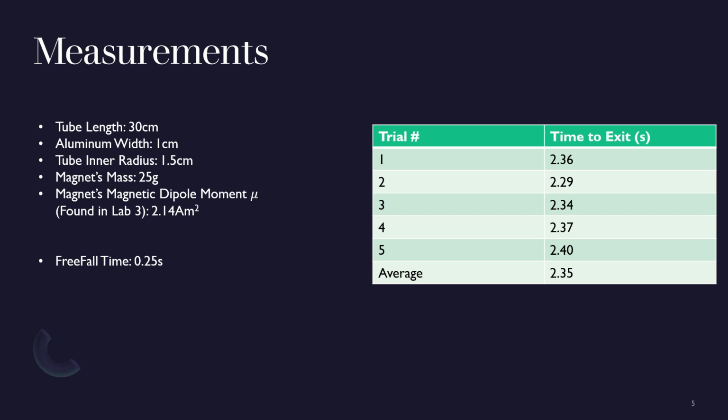The magnet took an average of 2.35 seconds to fall through the tube, compared to the 0.25 seconds it takes to fall the same distance in free fall when dropped from rest.